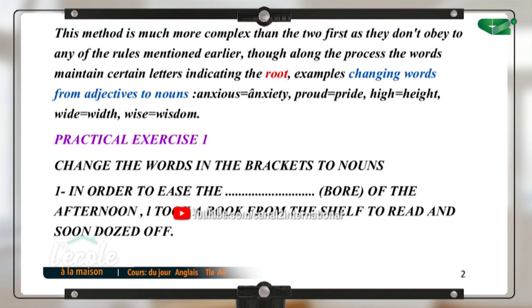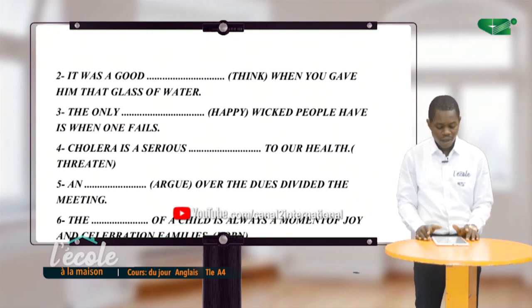We begin the third page. That is number 2. It was a good (think) when you gave him that glass of water. You will change the word think into the proper or adequate form as required by the sentence. Number 3. The only (happy) wicked people have is when one fails. You change happy, which is an adjective, into the required form.